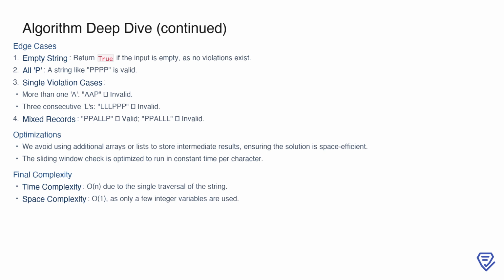In terms of optimizations, the solution avoids the use of additional arrays or lists to store intermediate results, ensuring space efficiency. The sliding window technique is implemented to run in constant time per character, making the check for consecutive Ls seamless. Overall, this ensures a final complexity of O(n) in time and O(1) in space, making the solution both efficient and practical for large input sizes.